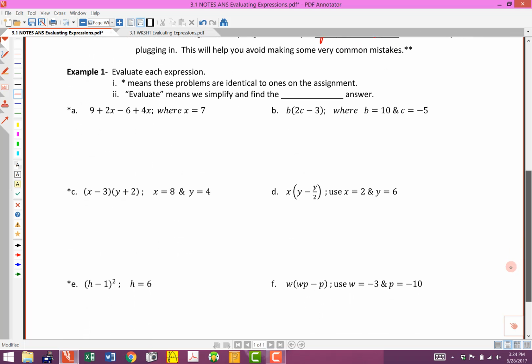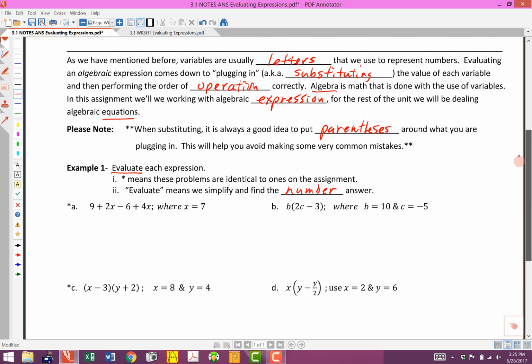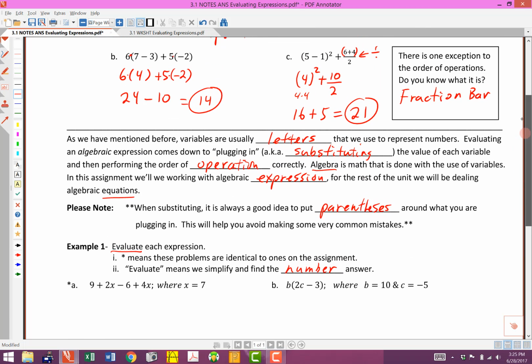So a couple things I want you to notice about the examples. I've got several problems that we're going to take a look at here. The instructions say evaluate. And evaluate means that we simplify and find the number answer. So by the time we're done, we're going to have the same type of thing that we had up here in these examples in the warm-up right here.